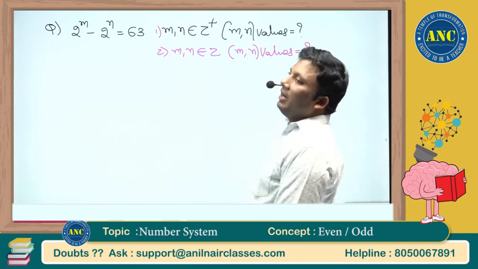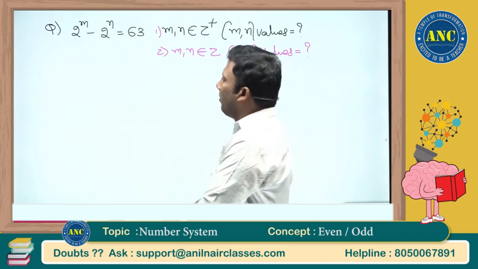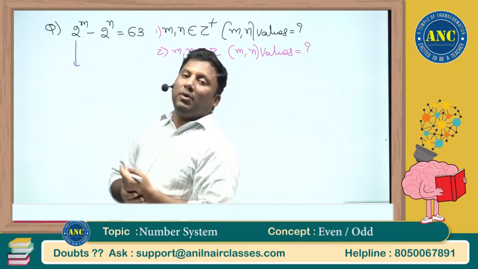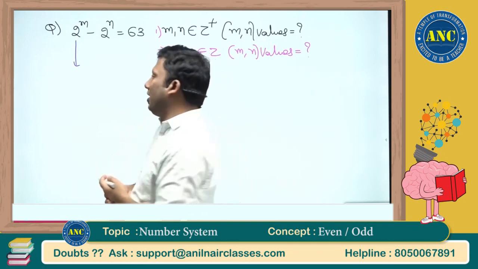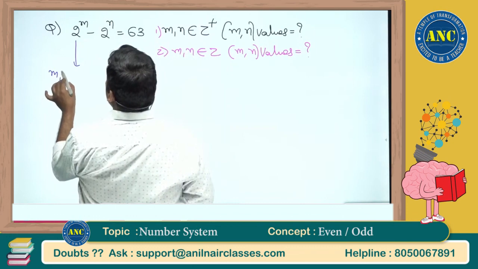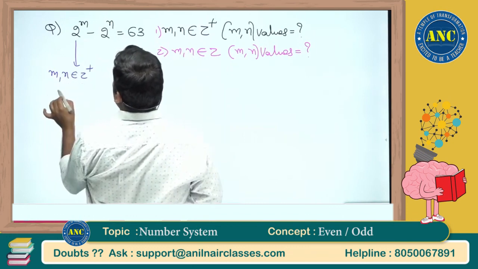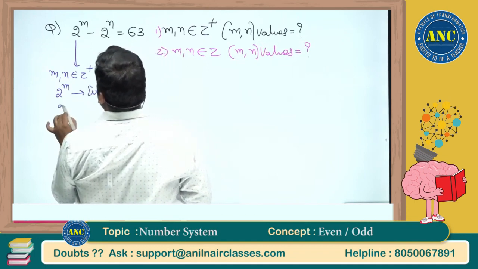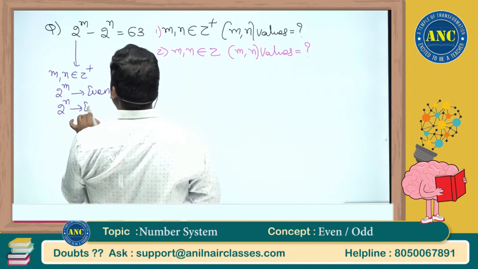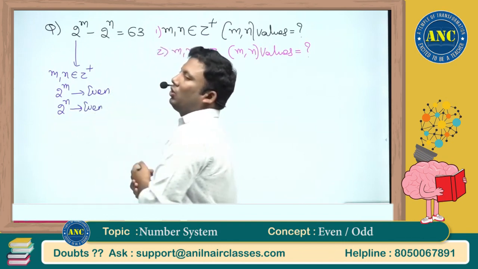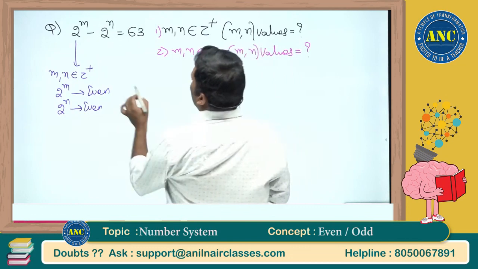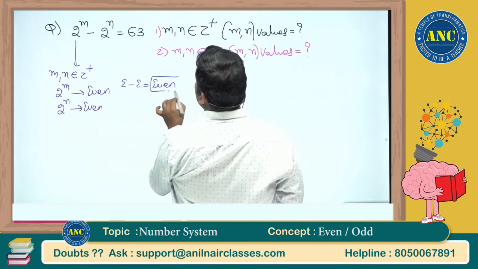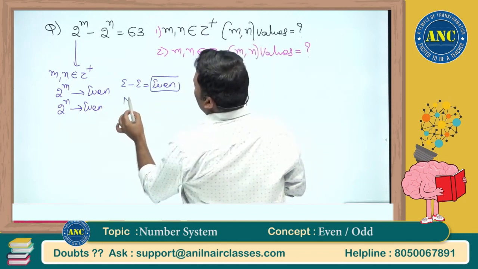63. M and n are positive integers. If m and n are positive integers, 2 power 1, 2 is an even number. 2 square is 4, an even number. 2 power 1, 2 power 2, 2 power 3, all are even. 2 power m is even and 2 power n is even. Even minus even is even. But 63 is odd. So what will be the answer?